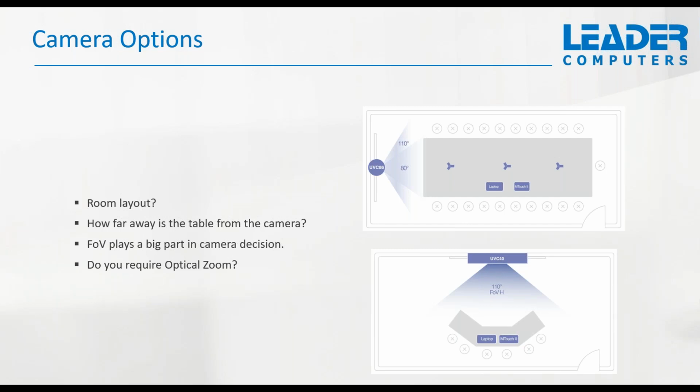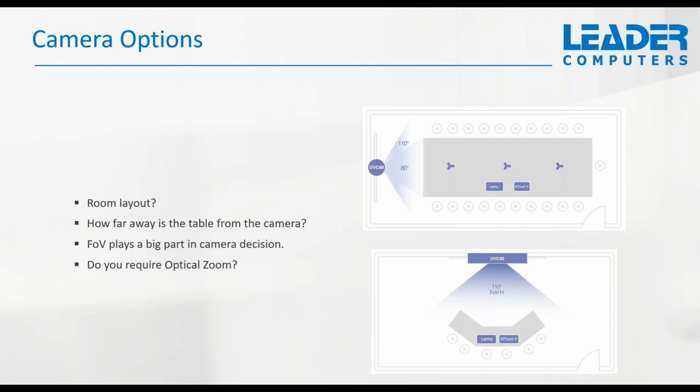If you have the camera on the short edge of a long table, you need to make sure the camera has a narrower field of view. The narrower the field of view, the better quality of image you're going to have from a longer distance. If you have a camera mounted on the long edge of the table and the table is quite close to the camera, we need to have a camera with a wide field of view. So there's two examples here on this screen.